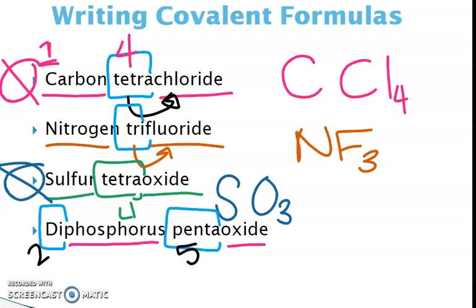So let's look back at it. How many phosphorus do we have? It was diphosphorus, so we have 2 phosphorus. And then we have pentaoxide, so how many oxygens do we have? 5. So it's P2O5. That's all it is.